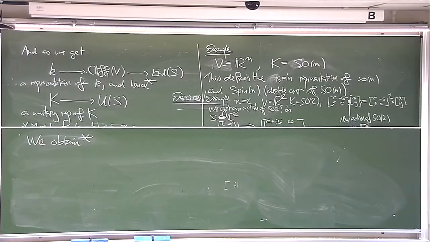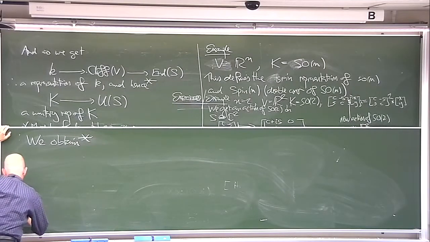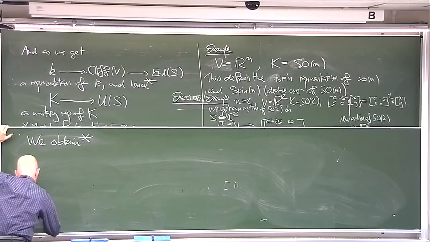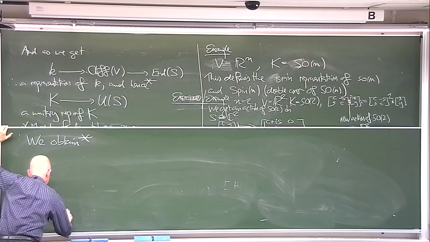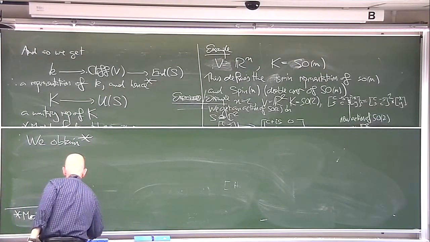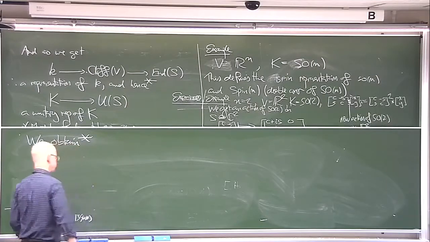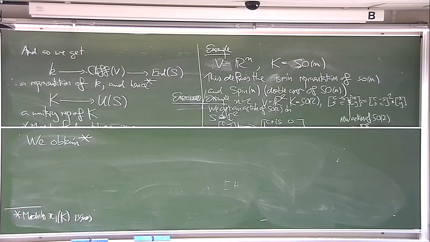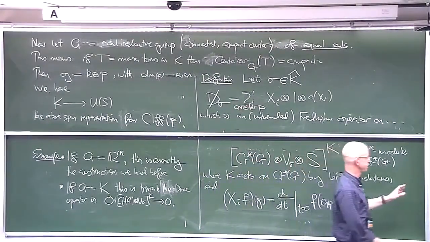We obtain, and there's an asterisk, like there was before. The asterisk has to do with the fundamental group of K, with this spin representation, whether or not it's a real representation. If it isn't, what I'm about to write down has to be adjusted very slightly. And there are other hypotheses there also.